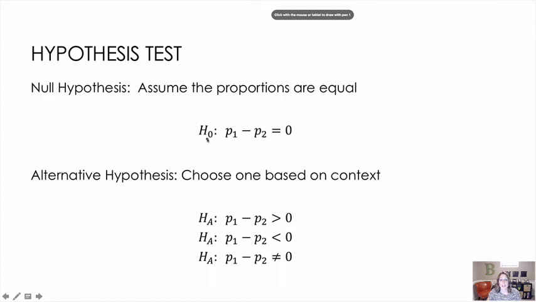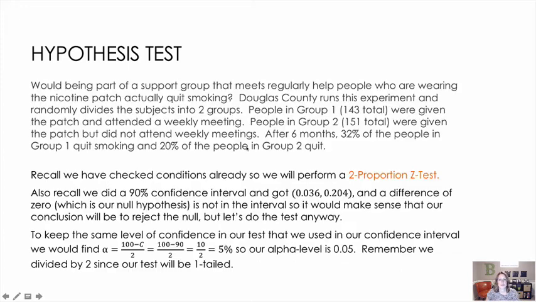Again, our null hypothesis is that we assume the proportions are equal, so P1 minus P2 equals 0. And then our alternative will, of course, just be based on the context of the question: that the difference is greater than 0, meaning that P1 is bigger; that the difference is less than 0, meaning P2 is larger; or that the difference is not equal to 0, meaning we don't know which one is larger, but we are just testing to see if it's not the proposed hypothesis of 0.